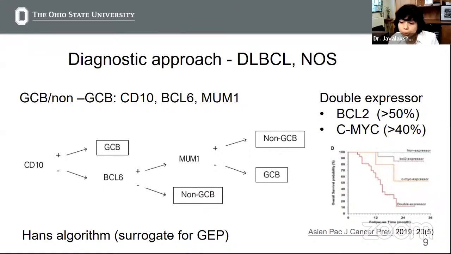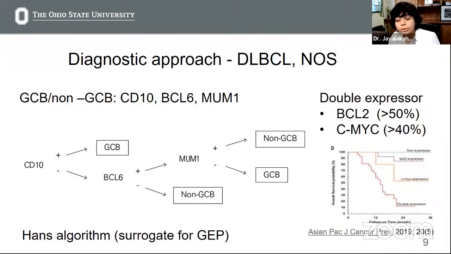Germinal center B-cell shows significantly better prognosis than non-germinal center B-cell type. That's why we need to do this classification. And in addition to that prognostic importance, there are newer therapeutic options with preferential activity in germinal center B-cell versus non-germinal center B-cell types. So it is important to classify that.